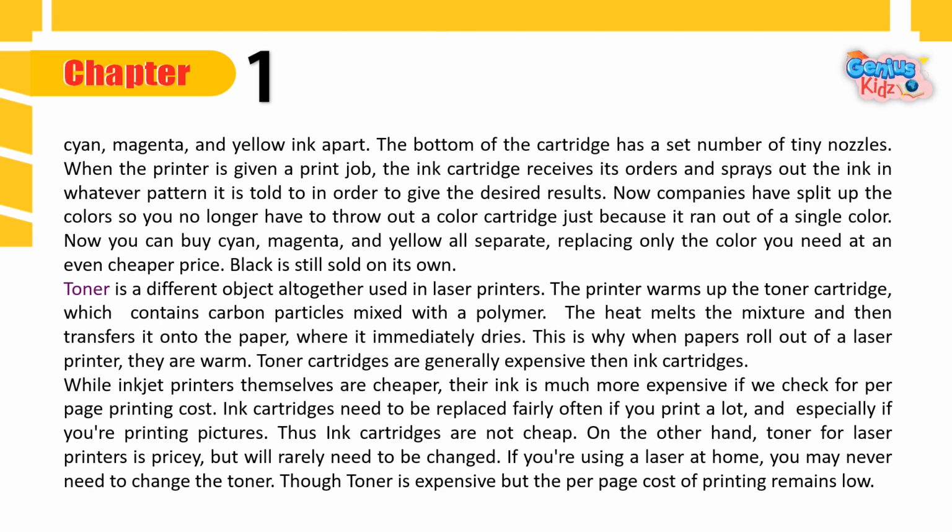The bottom of the cartridge has a set number of tiny nozzles. When the printer is given a print job, the ink cartridge receives its orders and sprays out the ink in whatever pattern it is told to in order to give the desired results. Now companies have split up the colors, so you no longer have to throw out a color cartridge just because it ran out of a single color. Now you can buy cyan, magenta, and yellow all separate, replacing only the color you need at an even cheaper price. Black is still sold on its own.